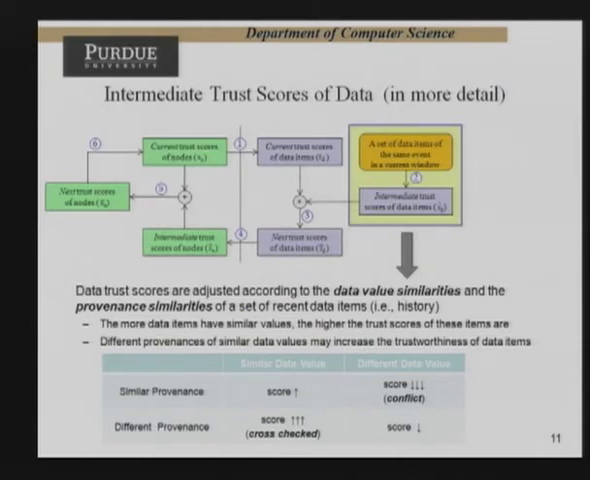In this example, in the intermediate mode, the computation should be conducted for each data item. But in the batch mode, only step 1 is conducted for each data item. It means that we calculate the current trust score of the data item based on the current trust score of the node. The score does not change until we conduct the computation in batch mode.